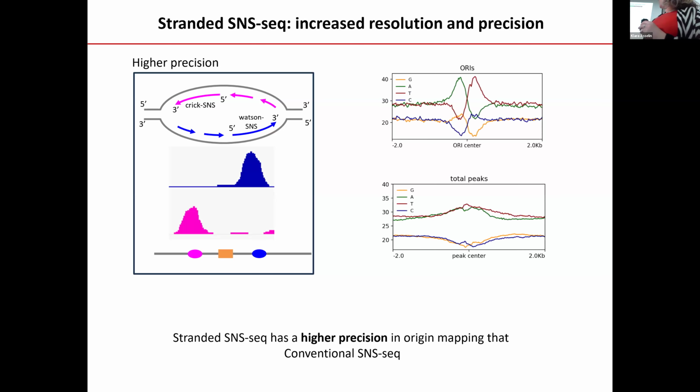So I show you here the analysis I showed you before over our origins, the distribution of nucleotides. And when I use from our experiments all peaks that have been called and do the exact same analysis, I do not see this. So this information is hidden between all the false positive peaks that you have in this experiment that we can filter out, and also because we are not precise enough to place the origin in the middle of these two peaks. So with the stranded SNS-seq, we have a much higher precision in origin mapping than with the conventional SNS-seq technique.